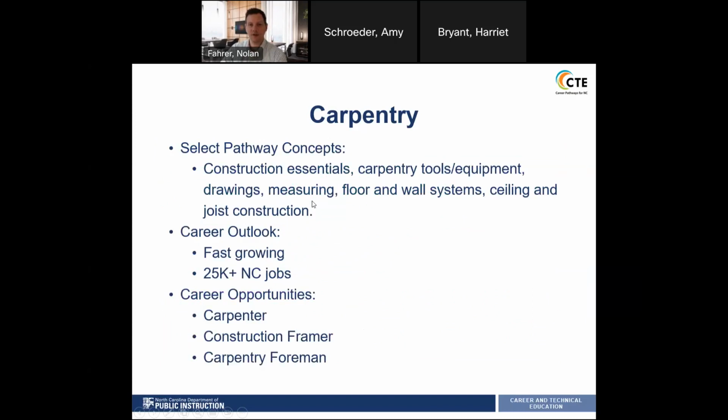Most of these courses are going to be similar in that they're going to have construction essentials. They're going to learn the tools and equipment of those trades, learning construction drawings in those trades, and then there'll be some particular things, in this case floor and wall systems, ceiling and joist construction. So there's a similar makeup of the pathway concepts that are congruent in these different pathways in construction.